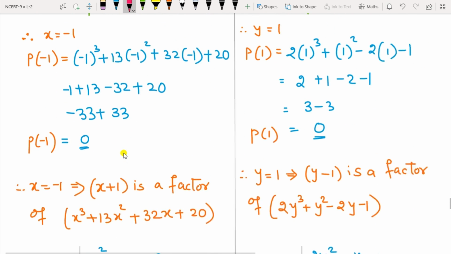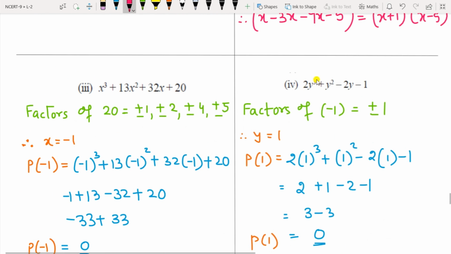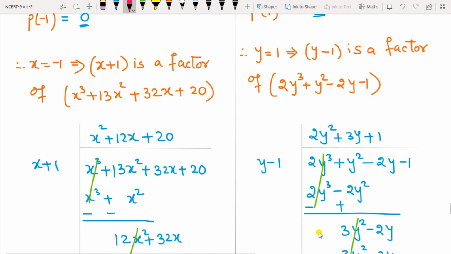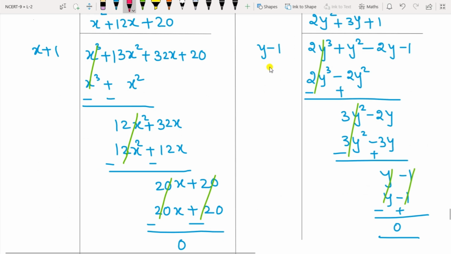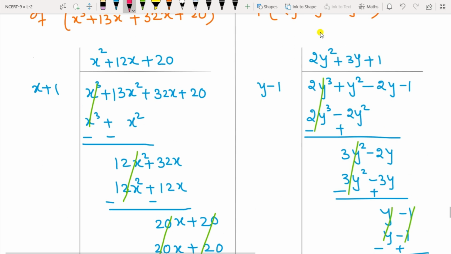Let us do the last term. That is 2y cube plus y square minus 2y minus 1. So the constant term here is minus 1. Factors of minus 1 are plus and minus 1. So let us put y equal to 1 and try if you are getting 0. So yes, we are getting 0 for this polynomial when we put y equal to 1 here. And then if y is equal to 1, therefore y minus 1 is a factor of this polynomial. Now do the division of the polynomial with y minus 1. You get a quadratic, another factor, 2y square plus 3y plus 1.